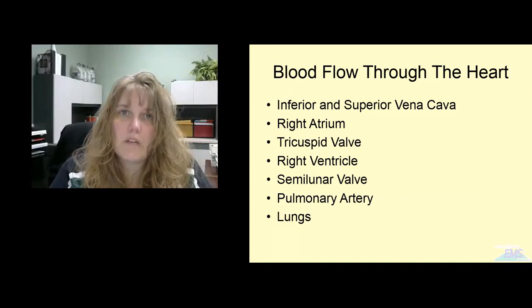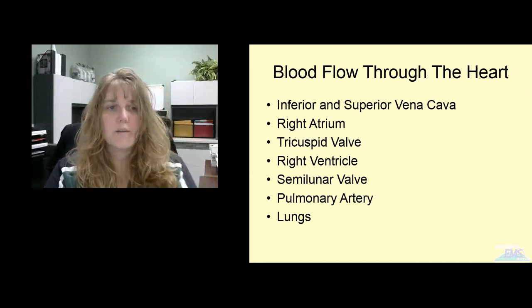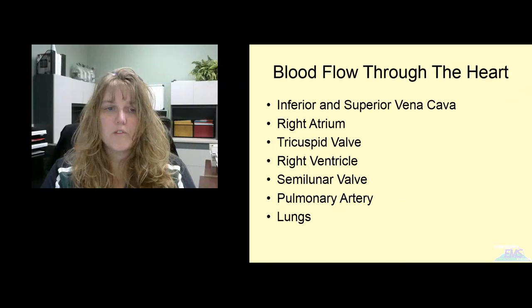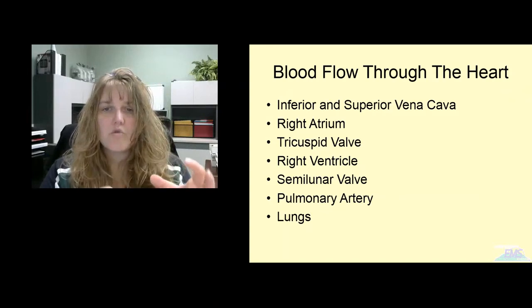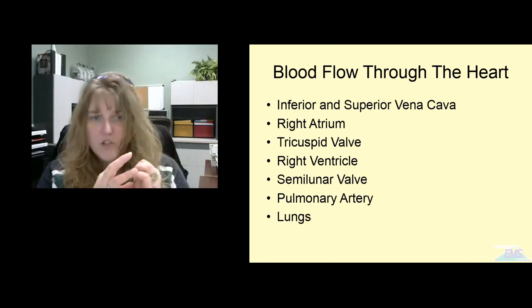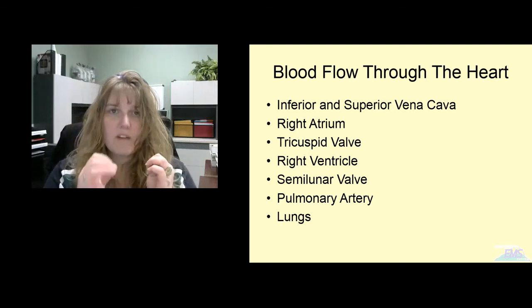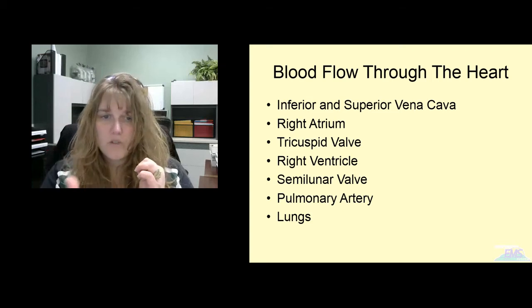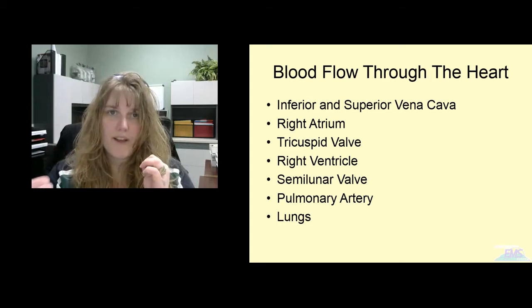And when we look at blood flow through the heart, you know that the blood is coming in through the inferior and the superior vena cava. It's traveling into that right atrium. The atria contract. It shoots the blood through the tricuspid valve and into that right ventricle. The ventricle contracts and shoots the blood through the semilunar valve out the pulmonary arteries into the lungs, where it's going to pick up oxygen.